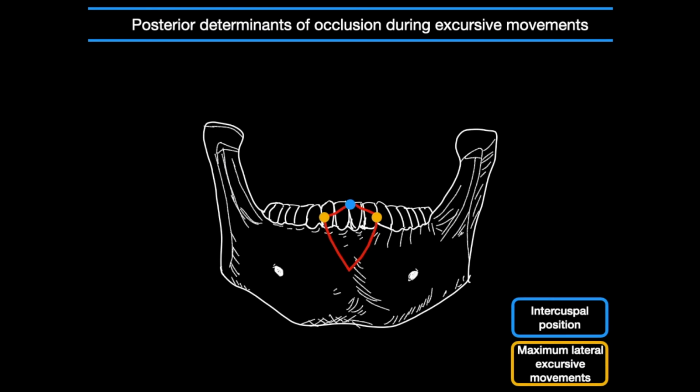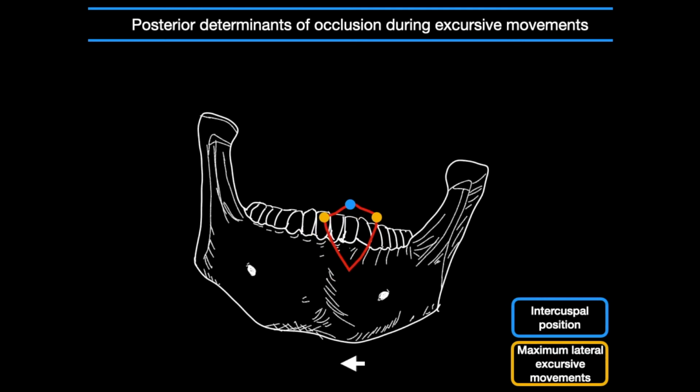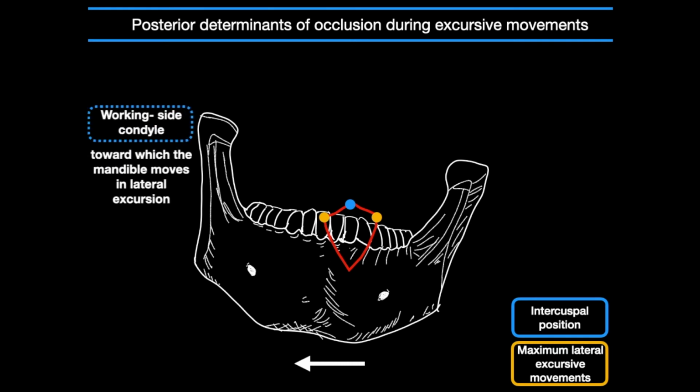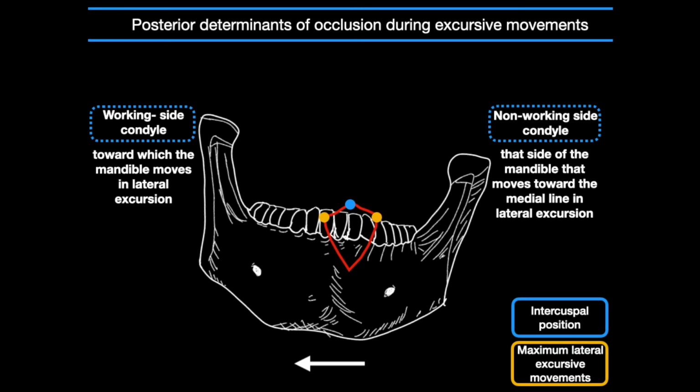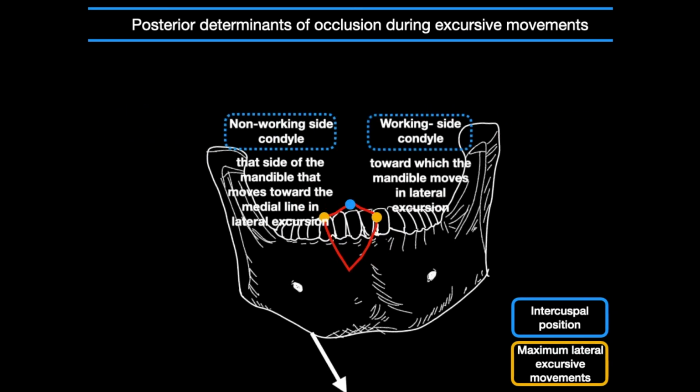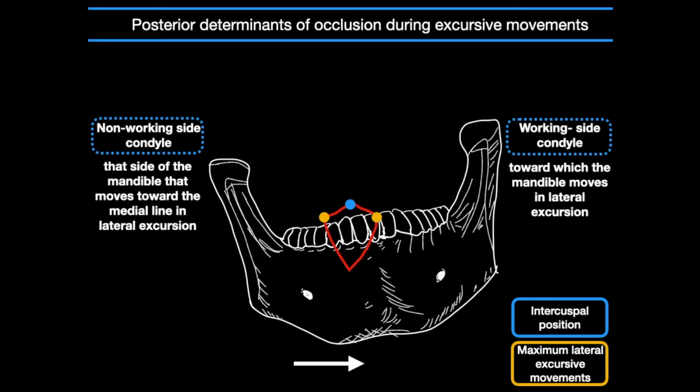Let's now describe the determinants of mandibular movement during lateral excursive movements. Some terminology first. When the mandible moves to the right, the right condyle is called the working side condyle, and therefore the left condyle is called the non-working side condyle. And vice versa when the mandible moves to the left.